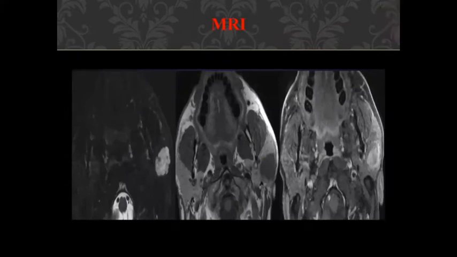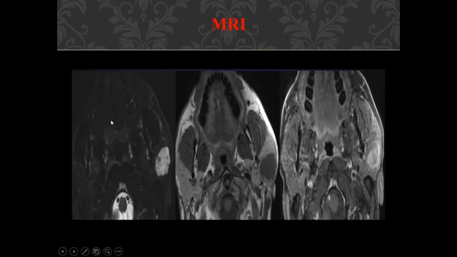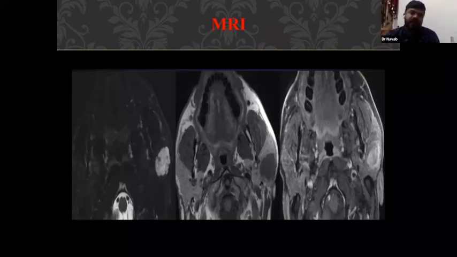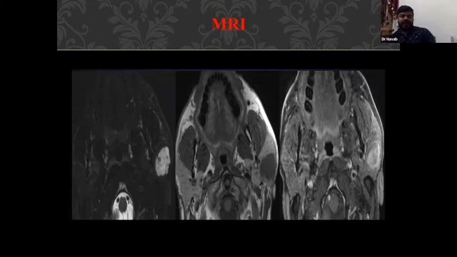What is the first sequence? The first sequence is T2 fat suppressed. Yes. What are you seeing? It's a very bright lesion, hyperintense. Well defined. Hypointense in T1, and it shows well-defined enhancement. It's a well-enhancing lesion. Okay. So your diagnosis is pleomorphic adenoma, right?